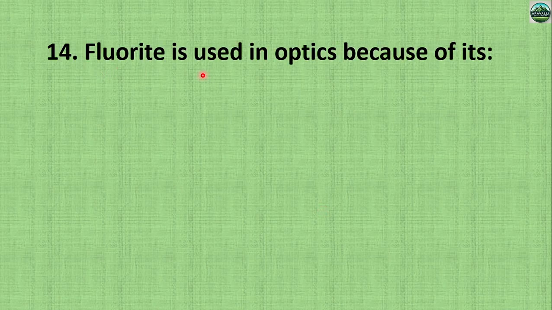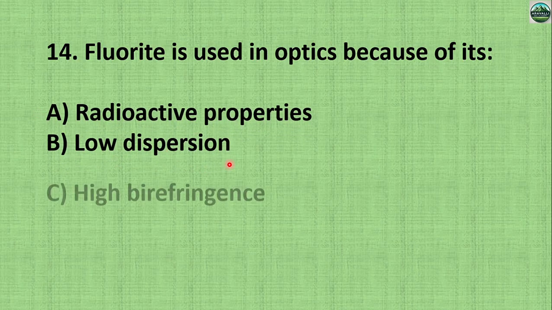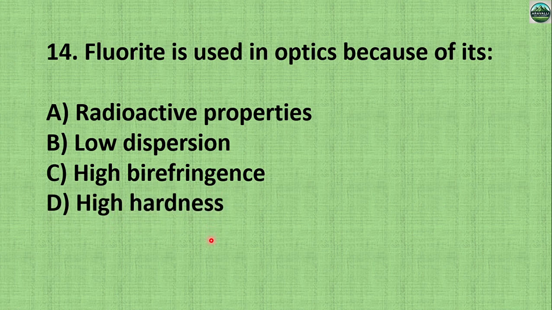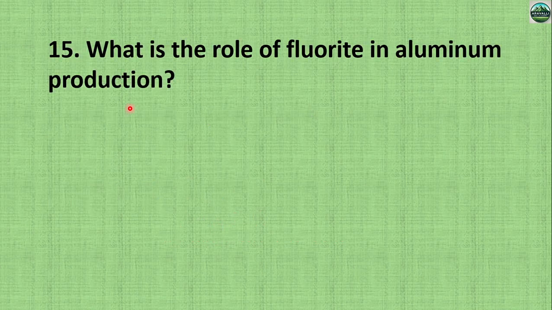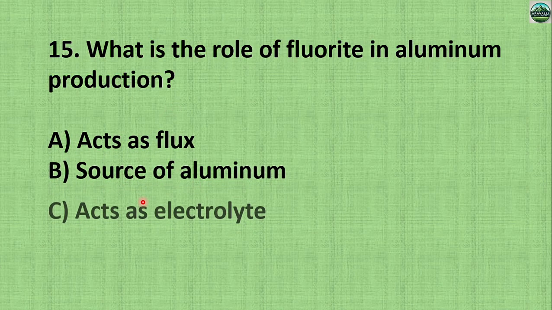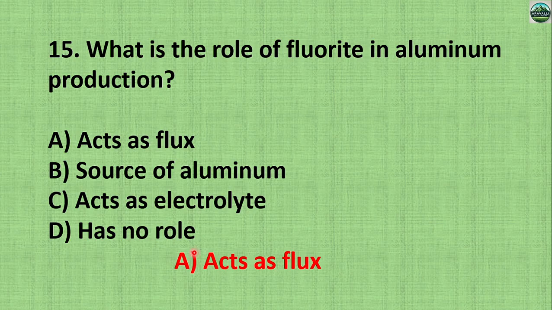Next, fluorite is used in optics because of which property? Radioactive property, low dispersion, high birefringence, or high hardness. Which property? Low dispersion. Due to low dispersion, fluorite is used for optic glass. Next, what is the role of fluorite in aluminium production? Act as a flux, source of aluminium, act as an electrolyte, or has no role. Which one is the correct answer? Correct answer is act as a flux.